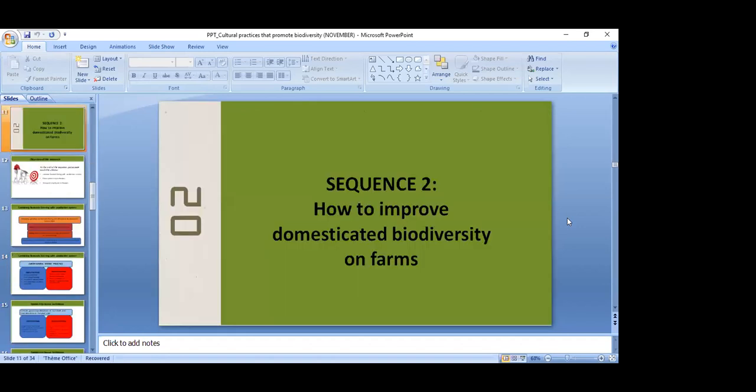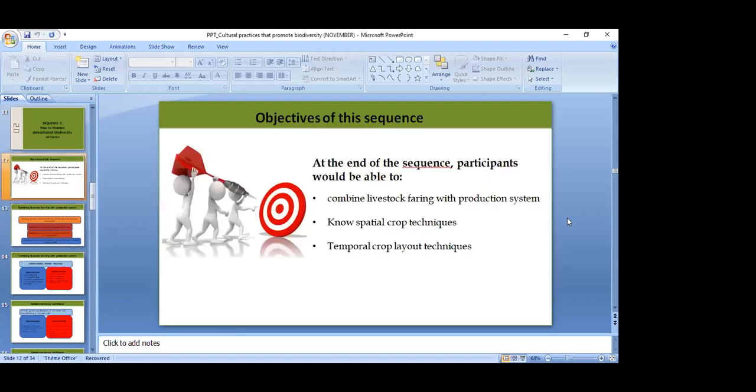So we move on to sequence 2, which is how to improve domesticated biodiversity on the farm. How do we improve them? We have already mentioned those things we can do to support biodiversity on a domesticated farm. So how do we improve on them? At the end of this sequence, we'll be able to combine livestock farming with production systems, spatial crop techniques, and temporal crop layout techniques.